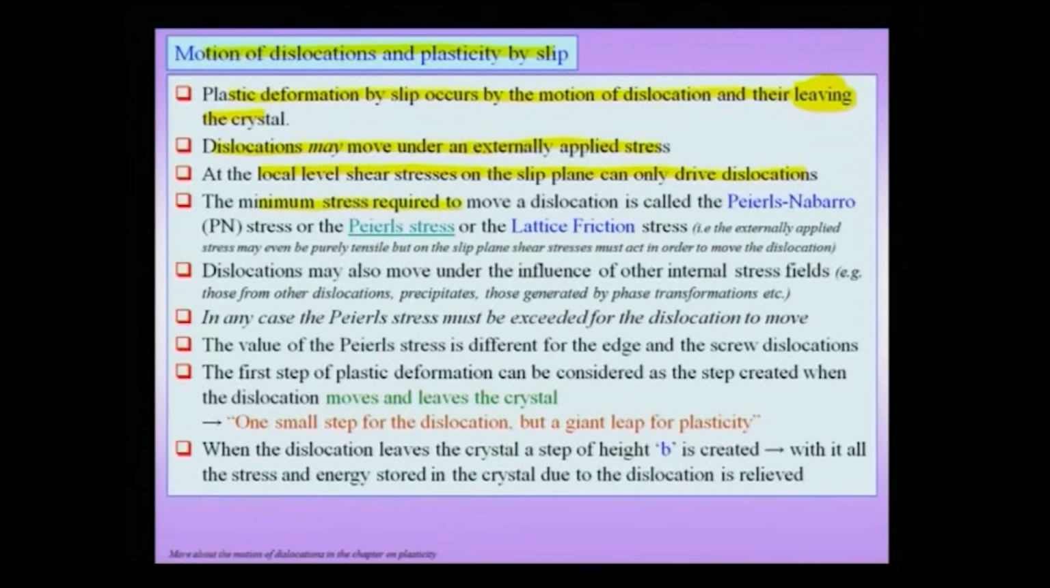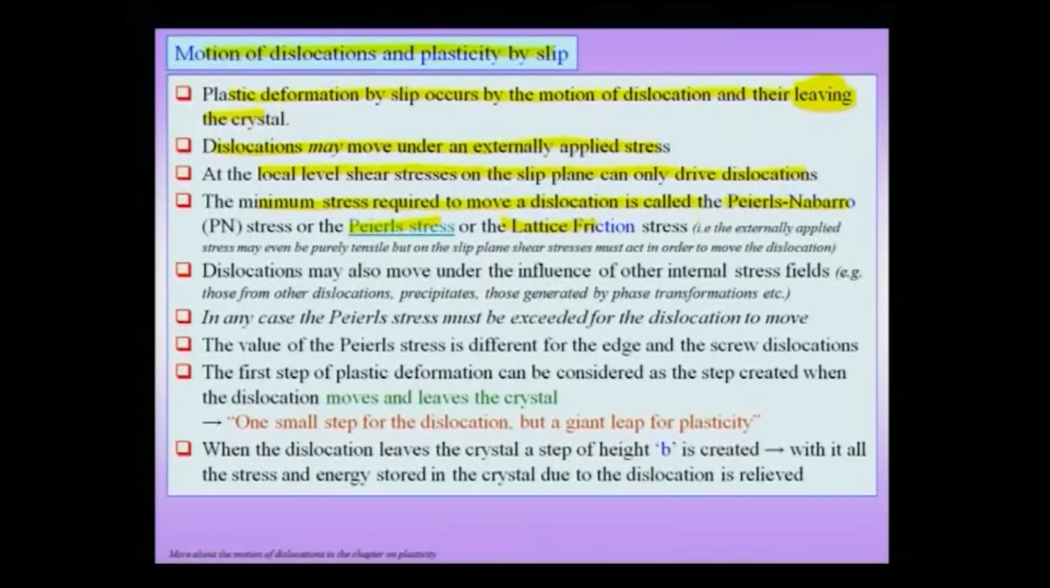The minimum stress required to move a dislocation is called the Peierls-Nabarro stress, or in some other contexts, the Peierls stress, or the lattice friction stress. This is the bare minimum shear stress I have to apply at the atomic level on the slip planes so that plastic deformation can be initiated.